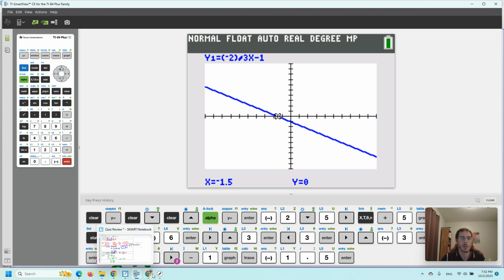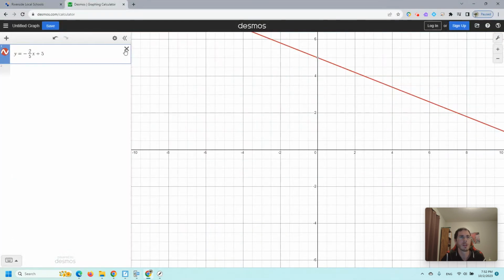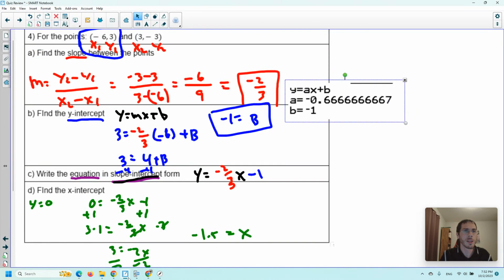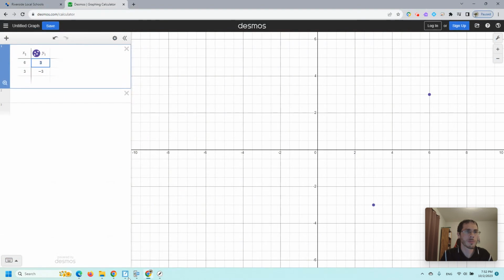If I want to do it in Desmos, it's a little bit more complicated, but we can. We got to set up the table. For the table, we got 6, negative 3. Nope, 6, 3, and then 3, negative 3. That's not right. Let me grab my numbers again. Negative 6, 3, and 3, negative 3. All right, that looks pretty good.